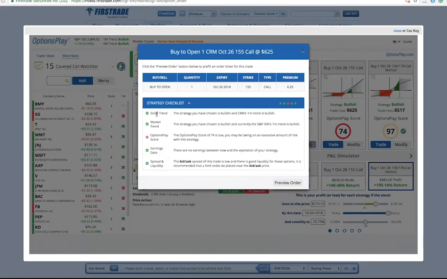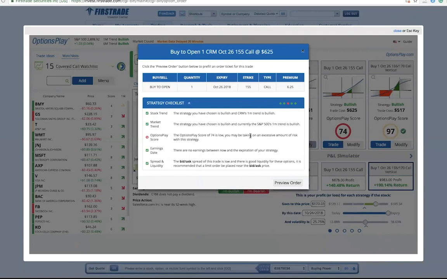So what we do is we check the trend of the stock, we check the trend of the market, we look at the OptionsPlay score. As you can see, this OptionsPlay score is not very good, telling you that the risk reward on this trade is not spectacular. As we saw before, the stock really needs to make a really big move before this strategy is profitable. So this might be an indication that perhaps this is not an option you want to trade.